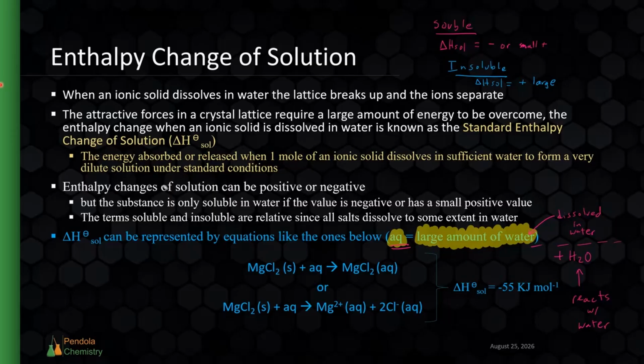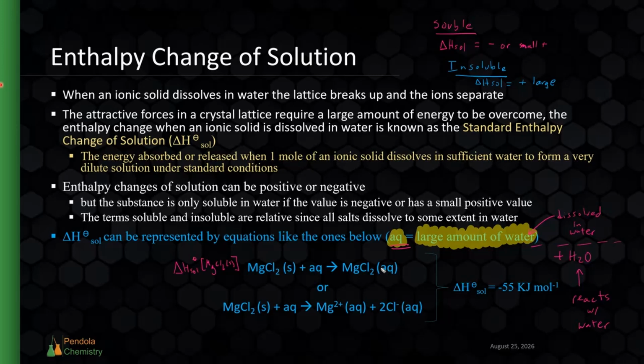So if we wanted to do the enthalpy change of solution, delta H sol, standard, of magnesium chloride, for example, MgCl2, we will say that MgCl2 solid plus AQ, meaning that it's going to dissolve in a large amount of water, is going to give us MgCl2 aqueous.